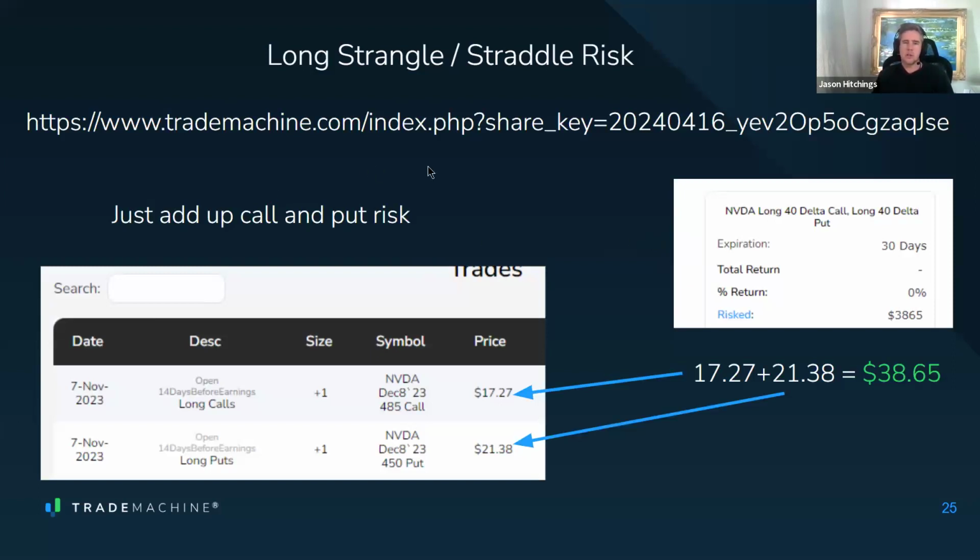I'm going to look at a short strangle and straddle in a second here, but for completeness, I wanted to show the long version of this. So if you did the call and the put, you can see the risk here in TradeMachine is 38.65 for this trade. And that's really simple. You're just putting at risk both premiums. If the stock landed anywhere between 450 and 485, both of these would be worthless, and so you'd be at risk for the full amount of the option price for both options.